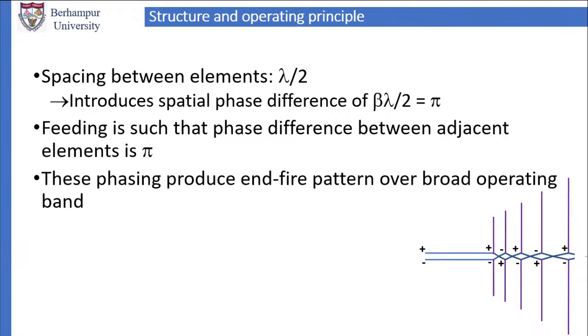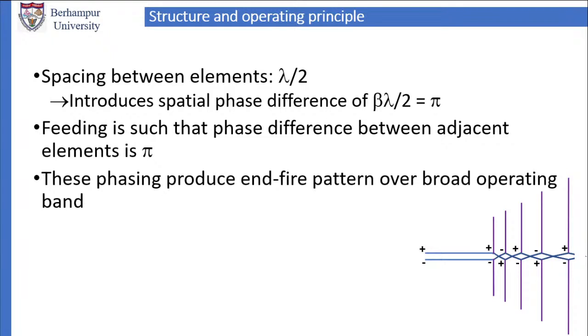So similarly for the lower element, minus, plus, minus, plus, minus. This type of phasing produces an end-fire pattern over a broad operating band. So the pattern will be end-fire for a log periodic antenna. The pattern will be end-fire in nature. The reason is the phasing between the elements.